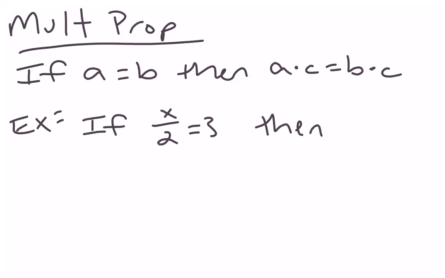Next we have the multiplication property. So what do you think we're going to do? We're going to multiply by the same number or expression on both sides, in this case c. So in my handy dandy example, if x over 2 equals 3, then I can multiply both sides by 2 using the multiplication property. And I get that x equals 3 times 2 is 6. So that one's nice and did get solved for us.